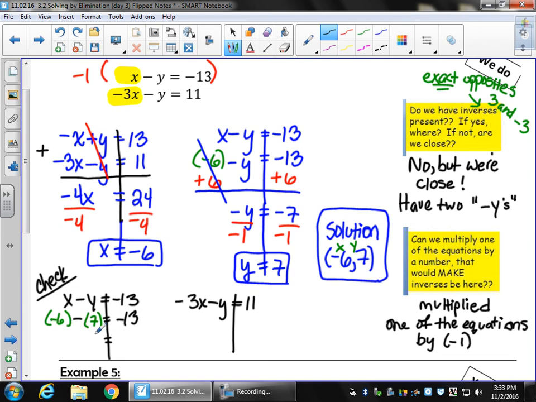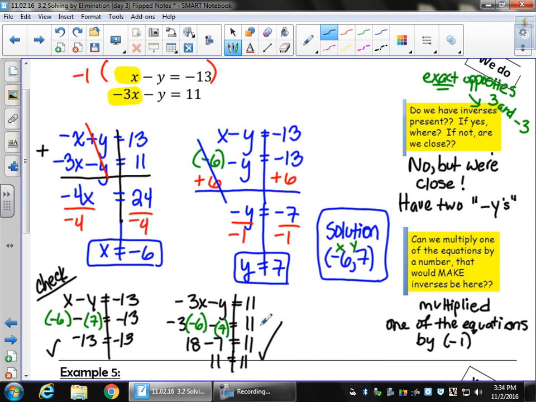Let's see. Negative 6 minus 7 is negative 13, equals negative 13. Check. That worked. Let's come over here. This will be negative 3, and in parentheses, I'm substituting in negative 6, minus 7, in parentheses, equals 11. Negative 3 times negative 6 is a positive 18, minus 7 equals 11. 18 minus 7, 11. 11 equals 11, check.